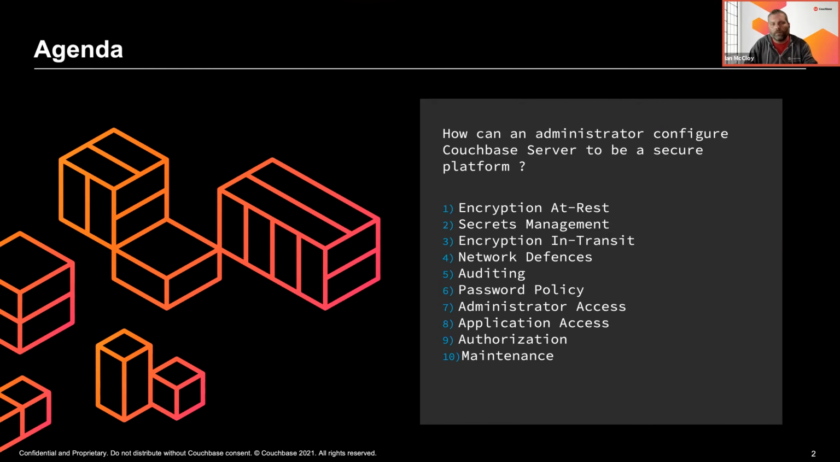So I'm going to go through some of those features and functionalities that we have in Couchbase Server in order to ensure that your cluster is secure and has the highest level of security available. So those different areas we're going to look at today are encryption at rest, secrets management, encryption in transit, network defenses, auditing, password policy, administrator access, application access, authorization, and then maintenance.